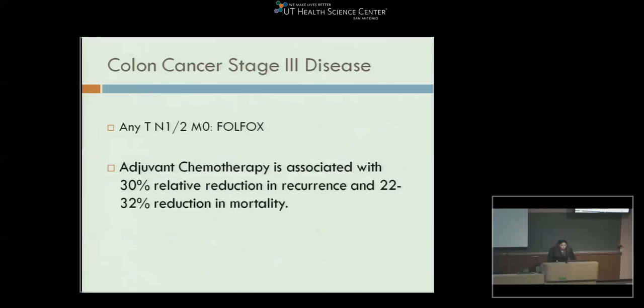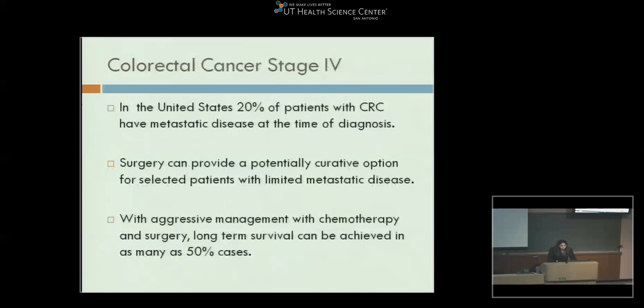When we go to colorectal cancer stage 4, in the United States, approximately 20% of patients actually present with metastatic disease on diagnosis. Surgery is the only thing that can actually provide a potential for cure in this type of patients, as long as they have limited metastatic disease. If you do an aggressive management combining chemotherapy and surgery, long-term survival in these patients can be as high as 50% at 5 years.